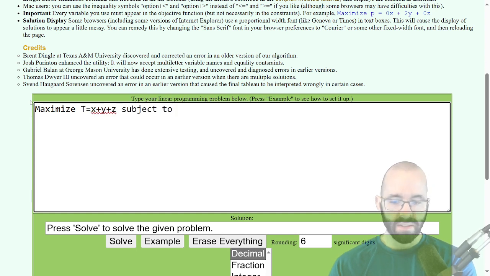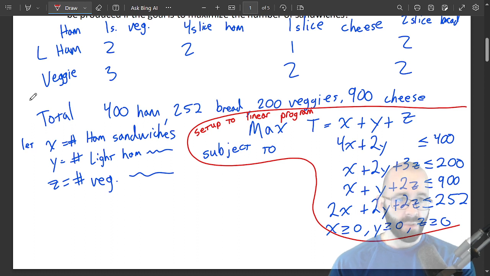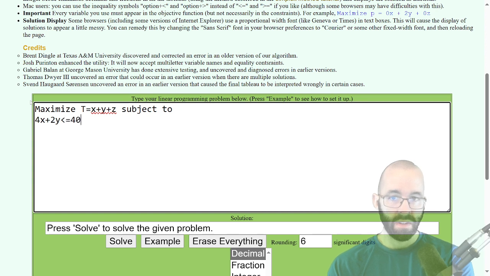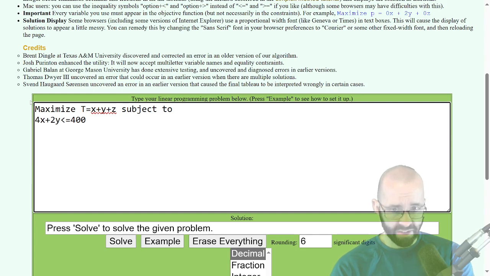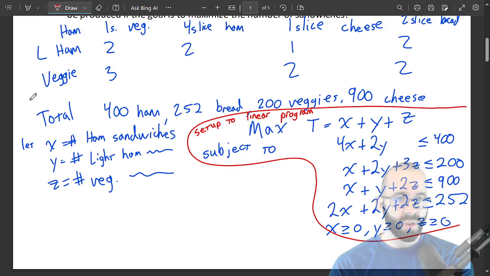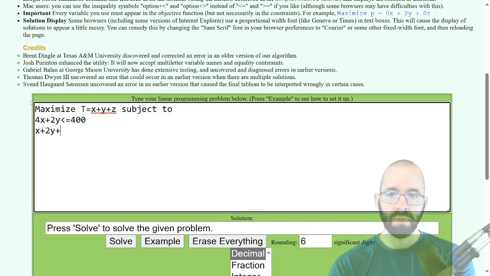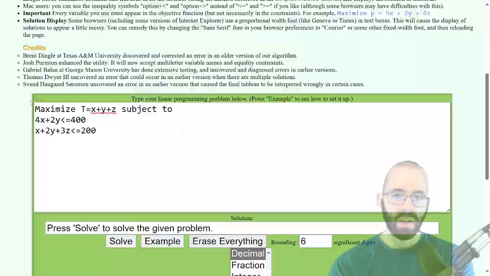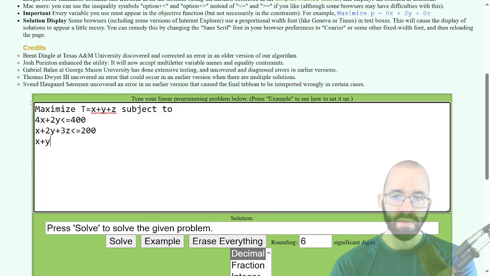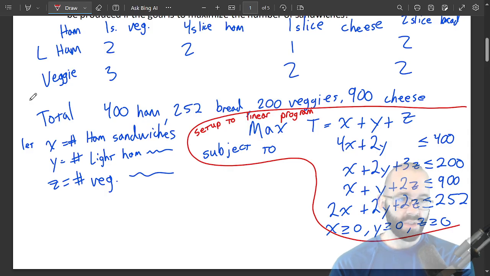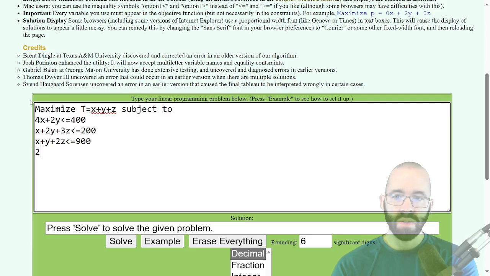Subject to the constraints, now we tab back. 4x plus 2y less than or equal to 400. So y'all will be doing this on your own too. So get used to how this looks. The next constraint is x plus 2y plus 3z less than or equal to 200. Next one is x plus y plus 2z less than or equal to 900. Next one is 2x, 2 across the board, less than or equal to 252.